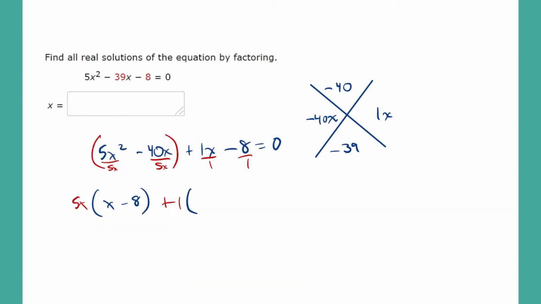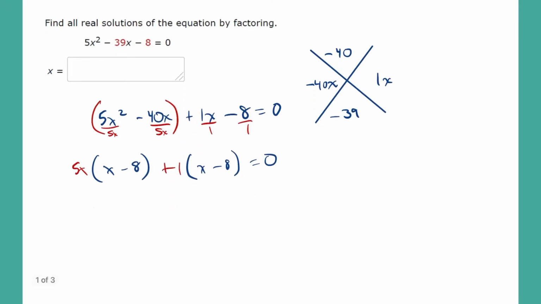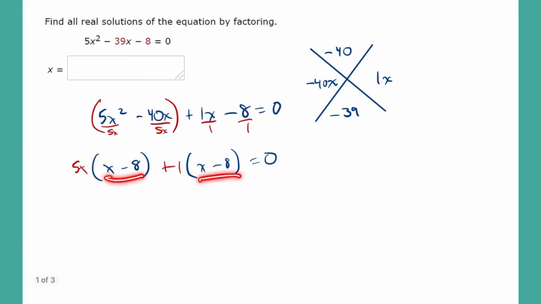You need a placeholder. And now you're going to just write x minus 8 because that's what happens when you divide by 1. Now you have a common factor of x minus 8. That comes out to the front. You divide it out. That's your new GCF. And finally, you're left with 5x plus 1 equals 0.